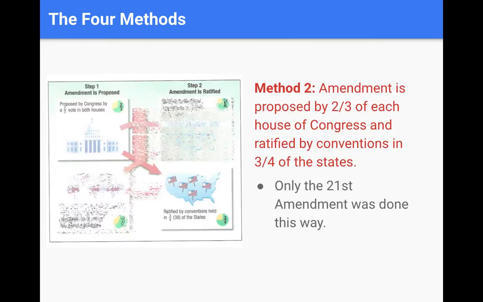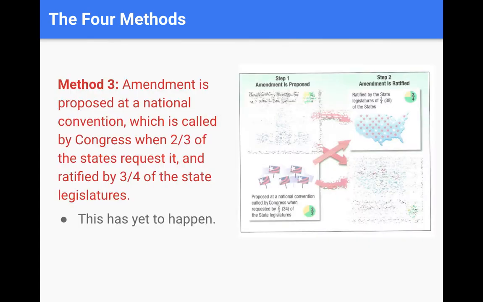Method number 2 is where the amendment's still proposed by Congress, 2/3 of each House of Congress votes on it, and then it gets ratified, instead of by state legislatures, by 3/4 of the states through state conventions. Okay? The 21st Amendment, which repeals prohibition, is the one that went this particular way. And in class, we're going to be working through a little memory aid trick to help you remember all 27 amendments, so you can just look at the number and be like, oh yeah, I know exactly what that particular amendment does.